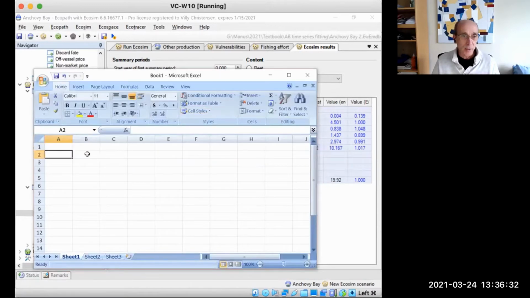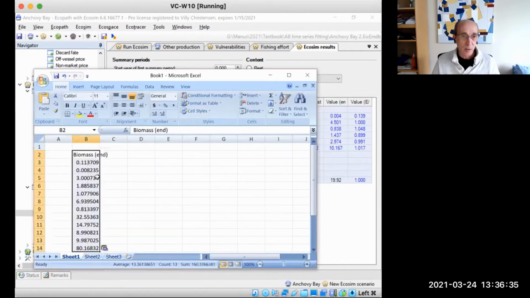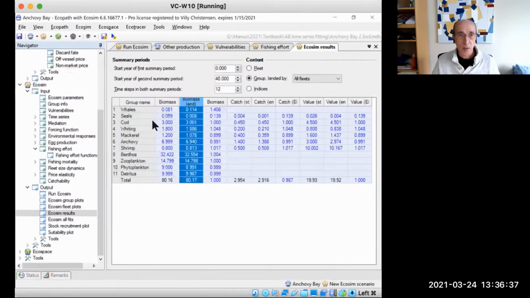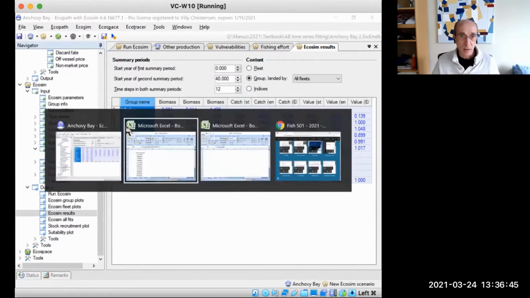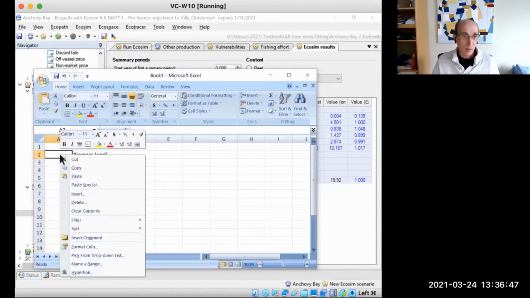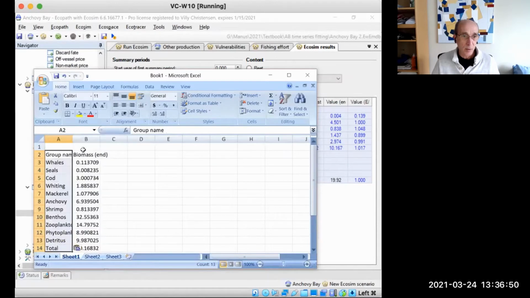Let's try it here. Paste. We also need to know what we're pasting. Copy. And paste. So this here is the start, all fleets at effort 1.